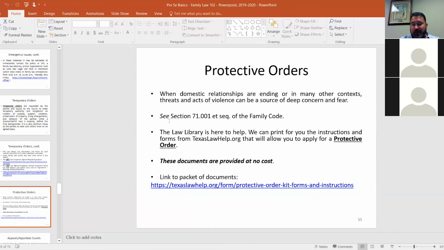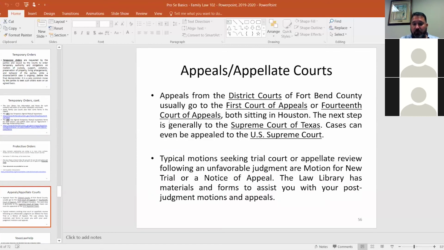Protective orders kind of tie in with family matters. Unfortunately, sometimes people need protective orders from family members and people who supposedly love them. We have that paperwork here, and we can provide that to you. Appeals, obviously cases can be appealed to the next level of courts, and there are rules and timeframes concerning that. So if you lose, you have a means to try and challenge that.